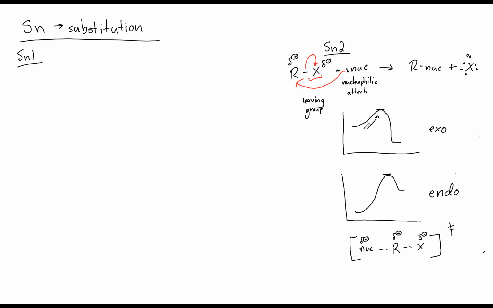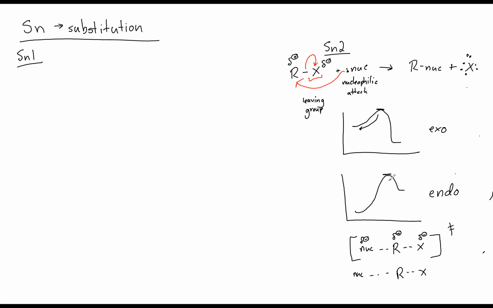So if the reactants are closer in energy to the transition state, aka taller or higher up in energy, then our transition state is more likely to resemble our reactants. For example, in the exothermic reaction, the R and the X would be closer together than the R and the nucleophile, just because it's going to look more like our reactant, and it's going to be the opposite in our endothermic reaction.